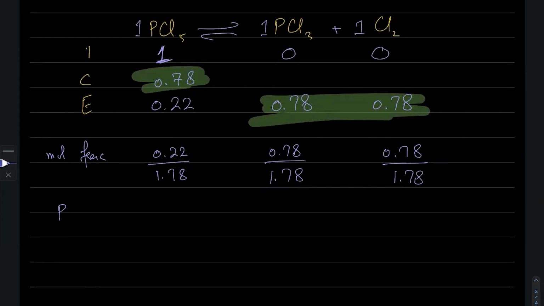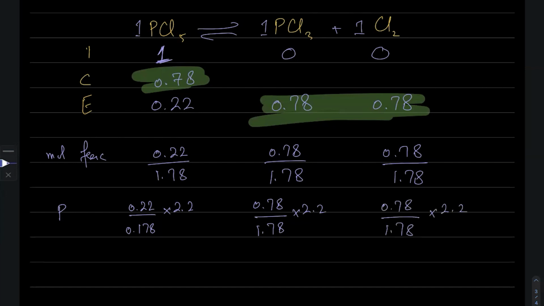So partial pressure of PCl5 is going to be 0.22, the mole fraction, multiplied by total pressure, which is 2.2. This one is going to be 0.78 over 1.78 times 2.2. And this one is also 0.78 over 1.78 times 2.2. And that gives me the partial pressure. I don't have the value, so can you calculate them for me, please?